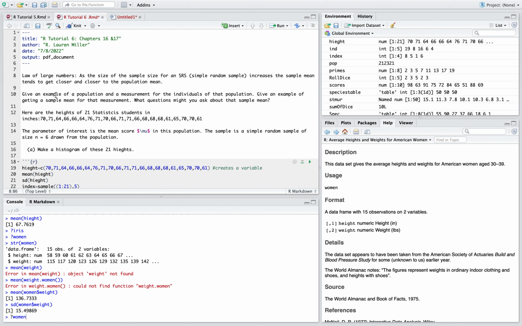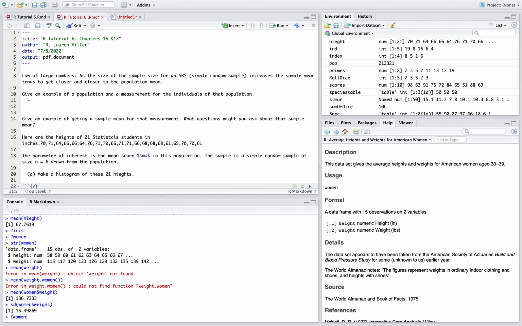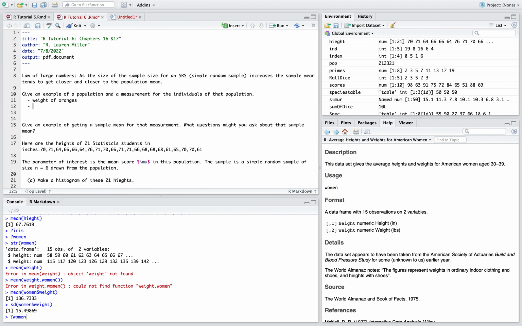population mean. So let's talk about an example population and a measurement for the individuals of the population. Let's think of an example. We could be studying the weight of oranges, right? That's something that occurs naturally that should fit a normal distribution. And as I take a bigger and bigger sample, I get a better approximation of the mean weight of oranges. We could also look at the mean height of seven-year-olds. There are going to be some outliers, but as we take bigger and bigger samples, it's going to be closer and closer to the true mean.